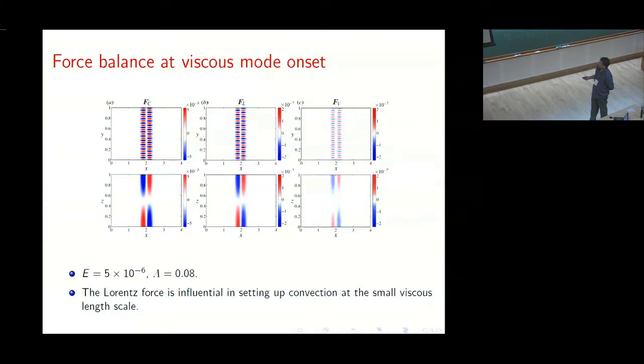Now, this picture gives you the balance of the various forces in the momentum equation, because our method doesn't solve for the pressure gradient. So what we did is we looked at the Coriolis, the Lorentz, and the viscous terms in the equation of motion, for a viscous mode calculation at a reasonably low Ekman number. And what we find by plotting the Lorentz and viscous forces on the same color scale is that the Lorentz force is at least 5 times stronger than the viscous force. So the Lorentz force is thus able to overcome the Taylor-Proudman constraint and set up convection, and at the same time, the convection has a length scale that is viscously controlled.